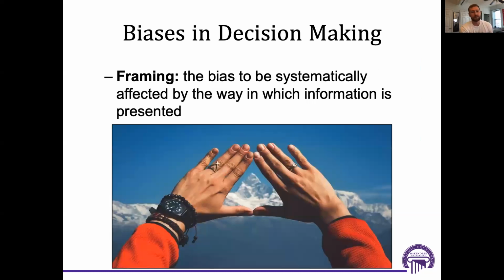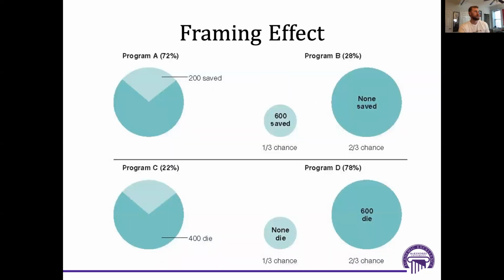And then finally, our last example here is framing. So the bias to be systematically affected by the way in which information is presented. So this is another way, right? You've probably dealt with framing before in your own personal life, right? So whenever you're trying to tell your parents some bad news, you try to soften the language, right? You try to make it seem like it's not as bad as it is, right? So that's really framing. So consider this next example here.